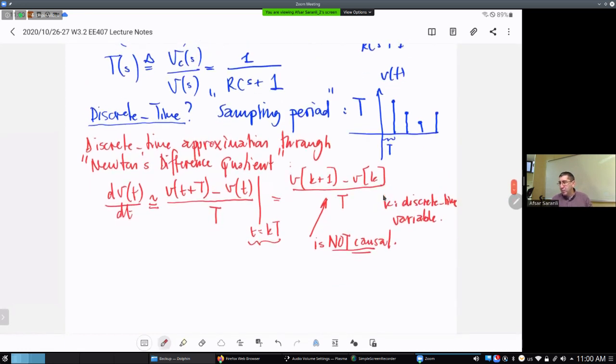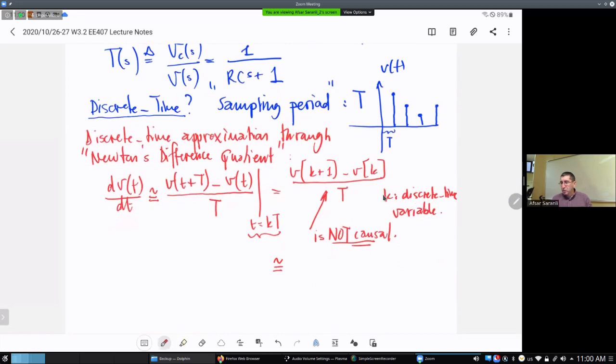So a causal approximation. This approximation is for T small, and if capital T is very small and the function is continuous, this difference is also approximately equal to a causal version. The causal version is simply v(k) minus v(k-1) over T. So we shift the interval by one time step. If the function is continuous, it doesn't matter because the values are very close to each other as long as capital T is very small. Okay?